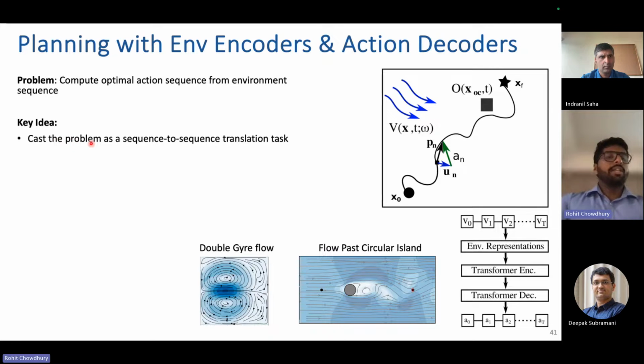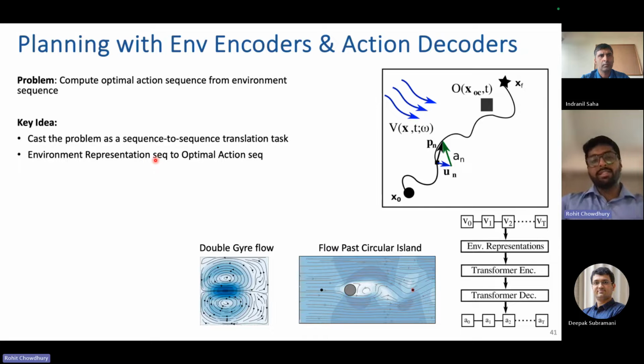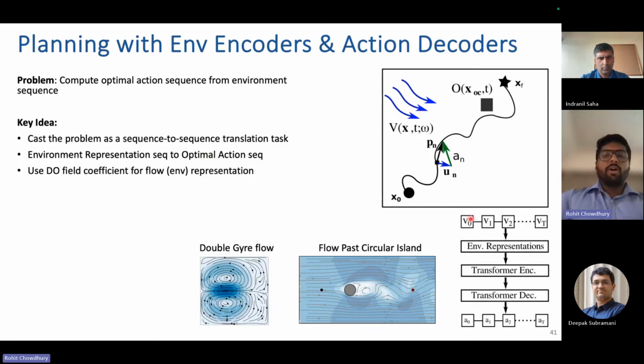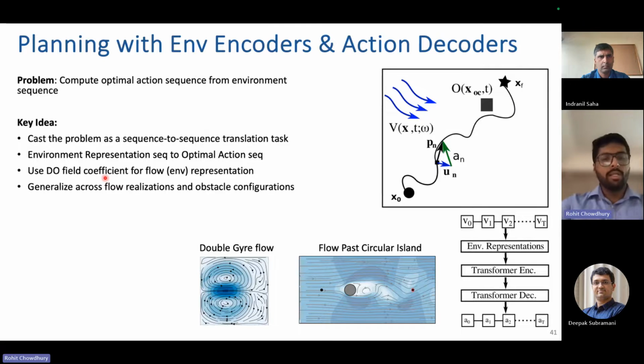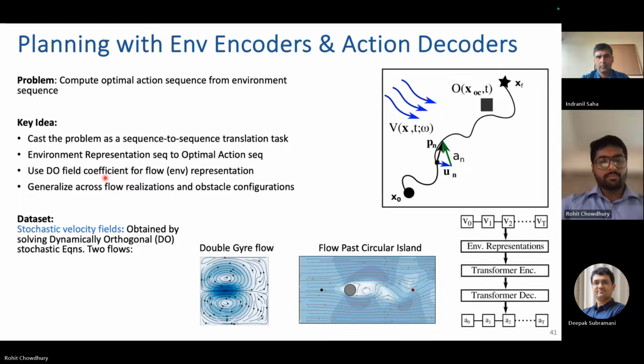And so the key idea over here is to simply cast this problem as a sequence to sequence translation task. So essentially we're going to go from environment representation sequences to optimal action sequences through an encoder decoder model. A valid representation of the environment can actually be the coefficient fields, the DO coefficients for the fields that I talked about earlier when I was talking about some background. And finally, the idea is to try to generalize across different flow and obstacle configurations so that we don't have to call upon expensive solvers over and over again.